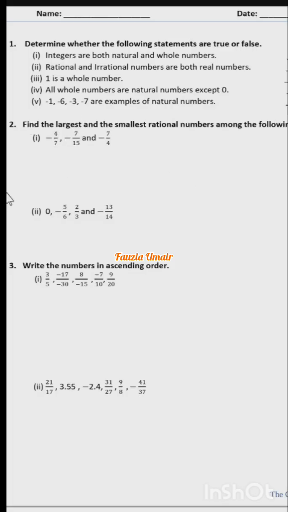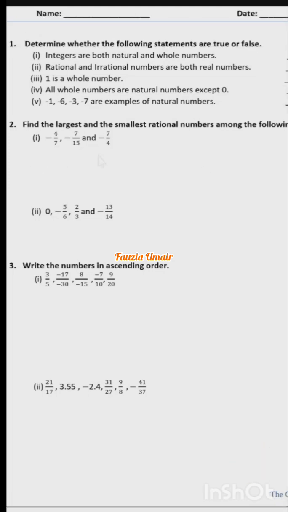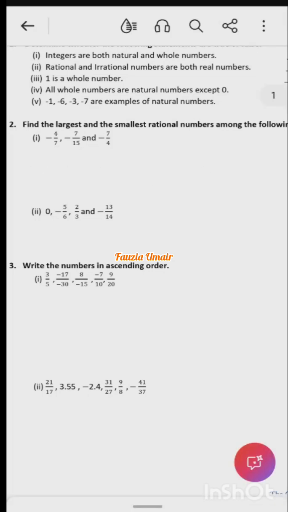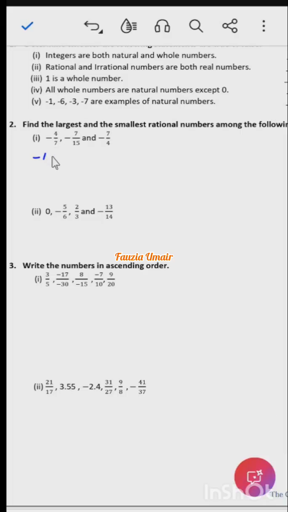Abdul Moeed and Abrish, please do it quickly. Ma'am, 0.5? 0.57. 0.57. Abrish, are you getting the same answer? Yes, ma'am. All right. So what about 7 by 15?